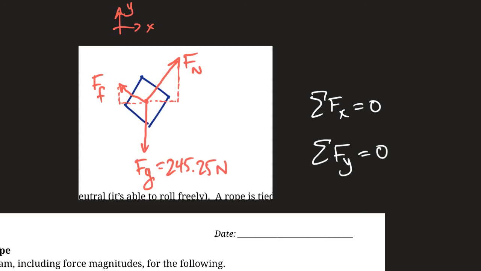It turns out we can make some assumptions based on this. Because we know that some of the forces in the x direction are 0, that means that this force here and this component here have to be equal to each other, right? They have to cancel each other out.